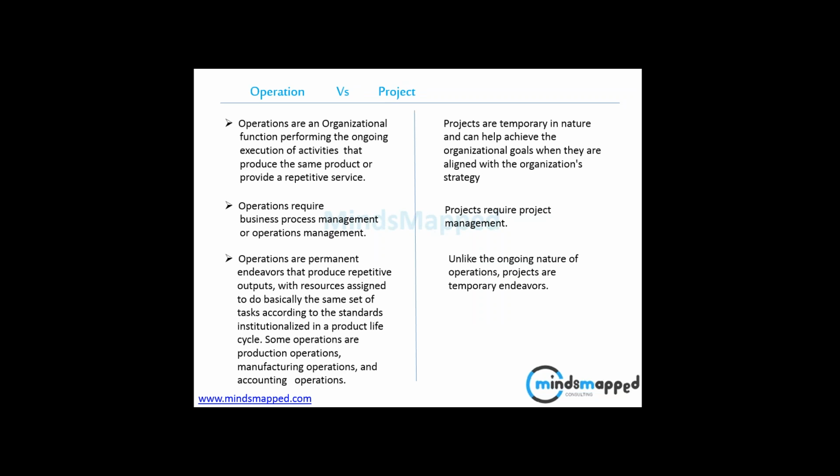Then we have also understood the differences between operation and project. Basically, operation is a continuous process and a project is temporary in nature. Temporary in nature does not mean it has to be completed within a short period of time. It can go year long, but there should be an end date for any project. So this is a summary of what we have learned till now.